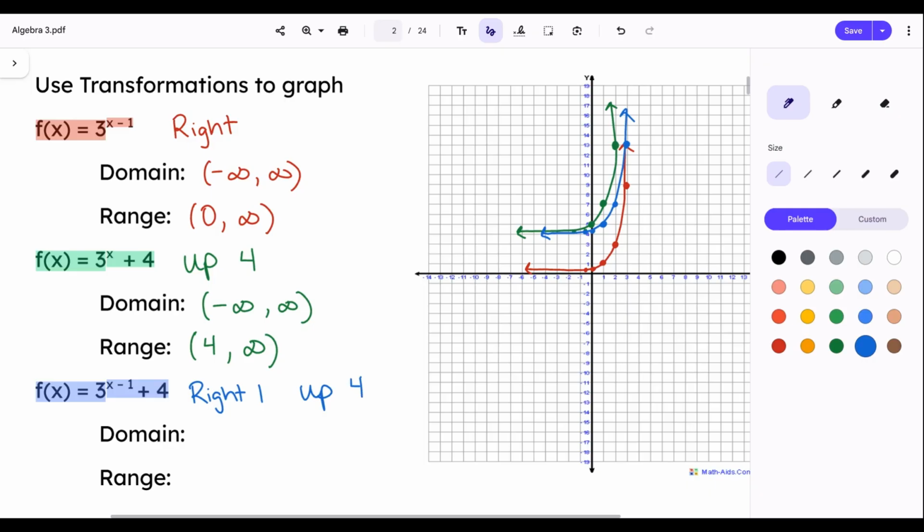What's my domain? Yeah, it's still negative infinity to positive infinity. And what's my range? Good. Still (4, infinity). Okay. Questions on any of those transformations?